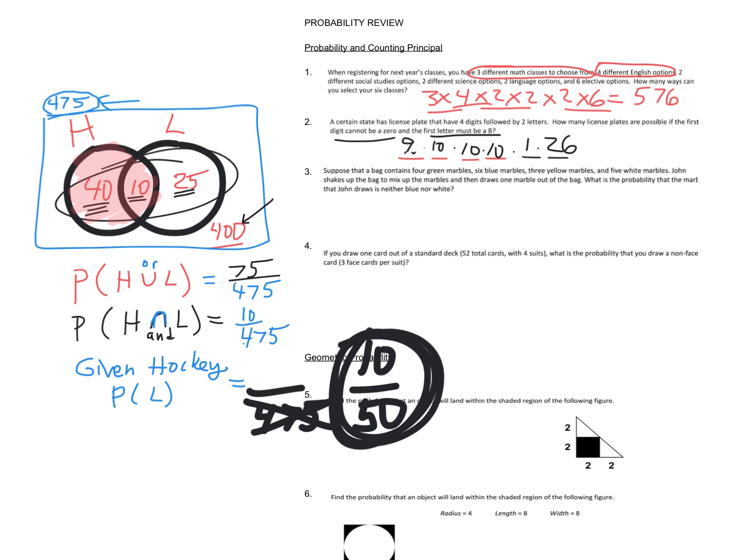Kayla, can you understand why it's not out of 475? Because you're only talking to hockey players. That's why it's out of 50.